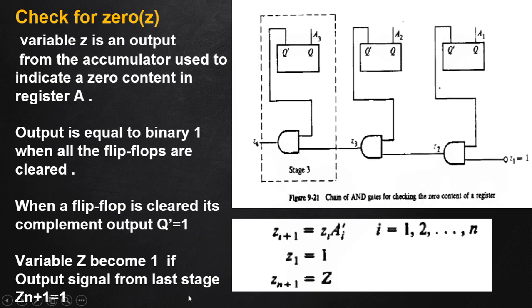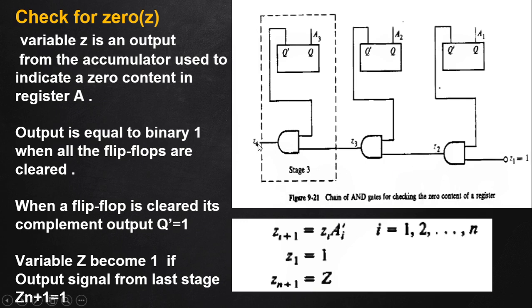Okay, so the expression is like this. The next state set value, that is set I plus 1, is equal to the current set value in complemented form of our present state. If it is 0, then Q complement is 1. The complemented form of the current state is ANDed with the previous set value set I, that generates the next state set I plus 1th value. And initially this Z1 is set with value 1.